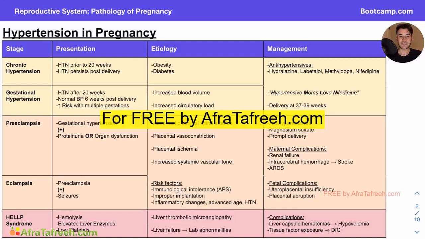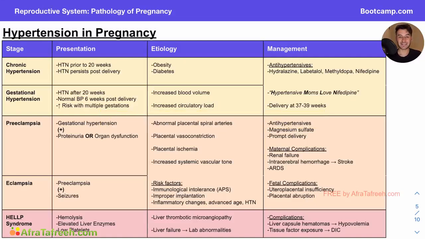All right, guys, let's get busy talking about hypertension in pregnancy. When it comes to this topic, we're going to approach it as a spectrum. So our most mild disease is going to be here, and as we get more severe disease, we're going to move further down the table.